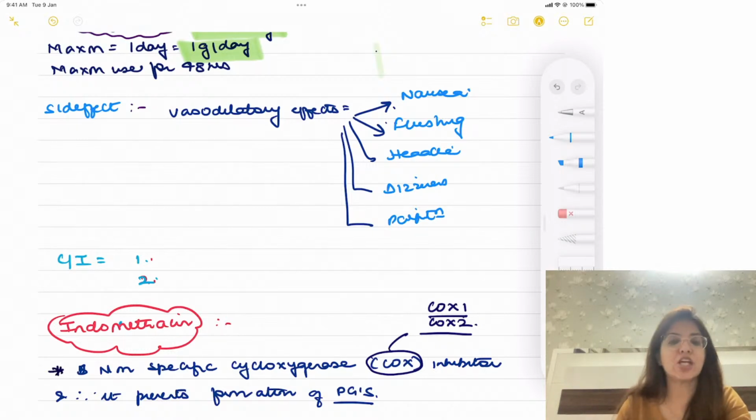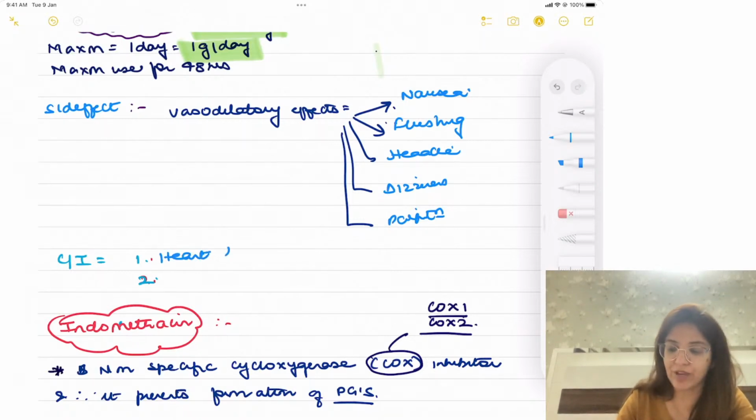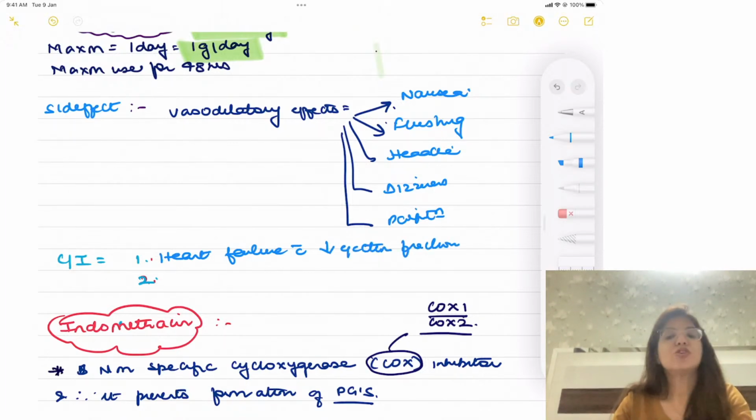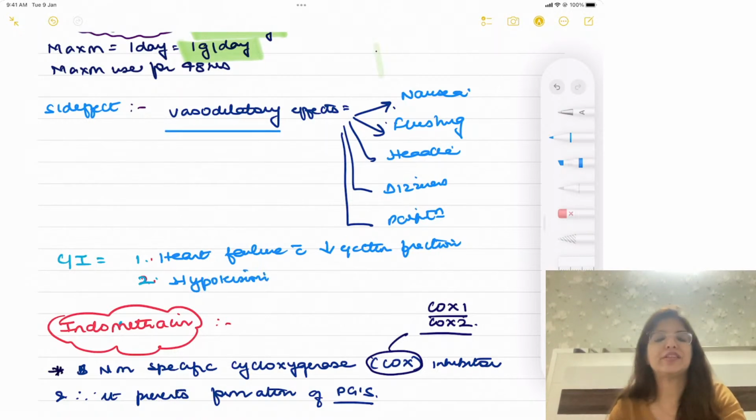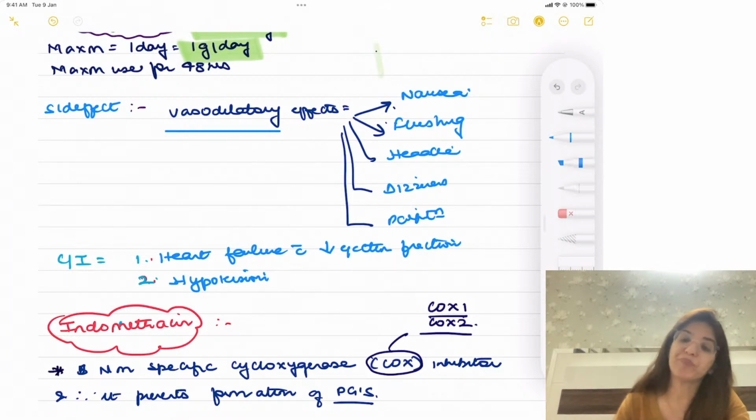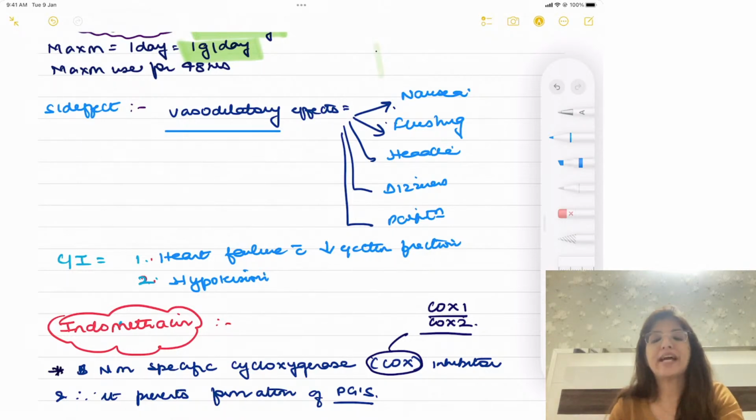What are the contraindications for using nifedipine? Number one, heart failure with decreased ejection fraction. So if your pregnant female has heart failure with decreased ejection fraction, that is a contraindication. Number two, hypotension, because it leads to vasodilatation. So if your patient has hypotension, that's a contraindication for using nifedipine, right? That was everything you needed to know about nifedipine.